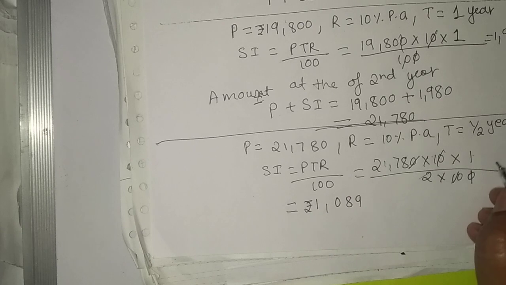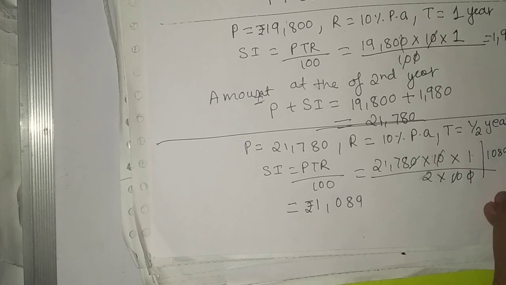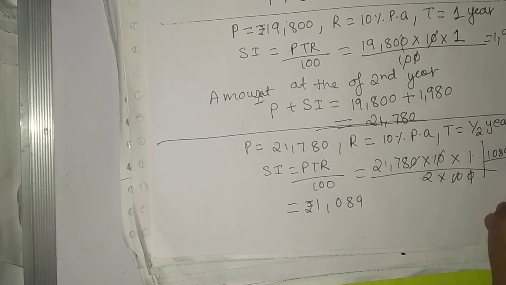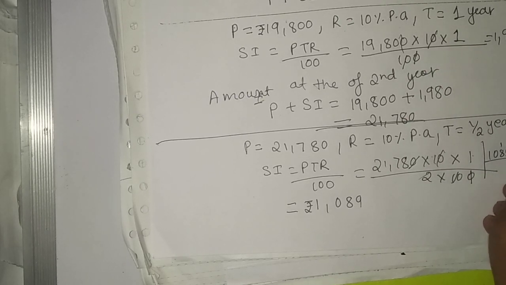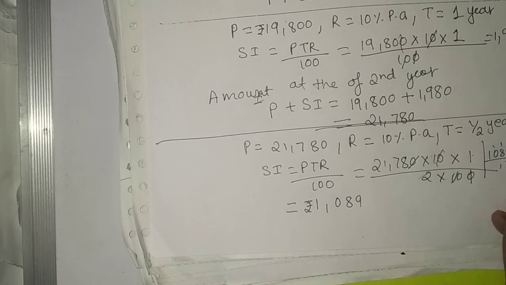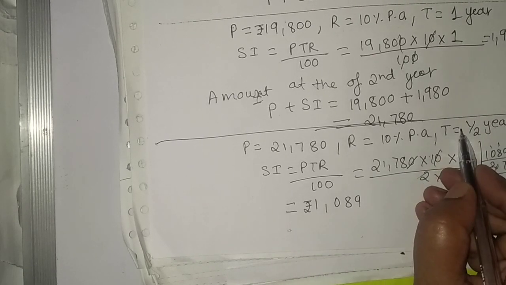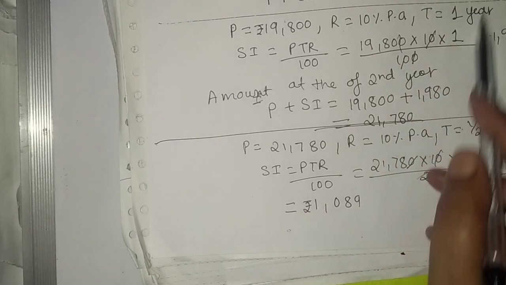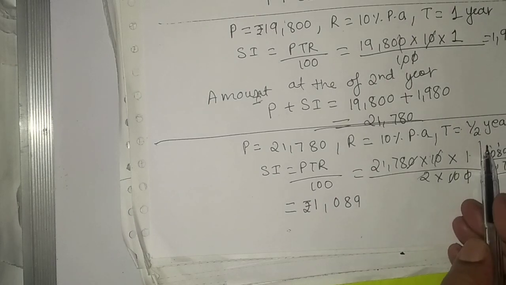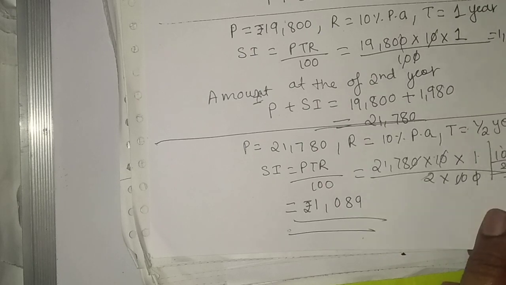Multiplying 1,089 into 2: 2 nines are 18, 2 eights are 16, plus 1 is 17, 2 ones are 2. So this is the result for the half year. We finished 2 years and the remaining half year is calculated. This is the answer for 2.5 years.